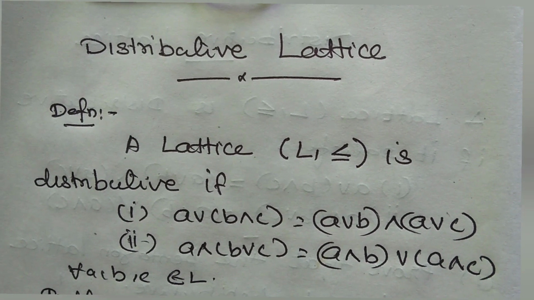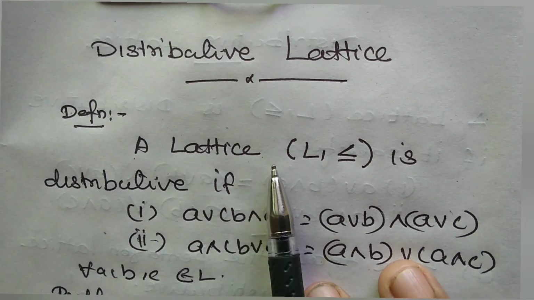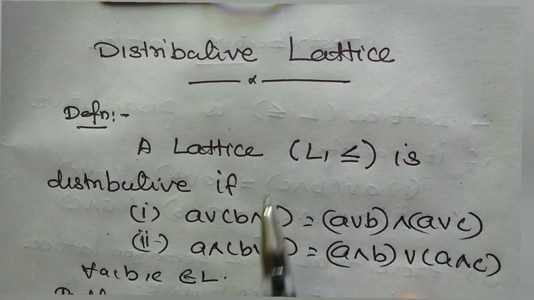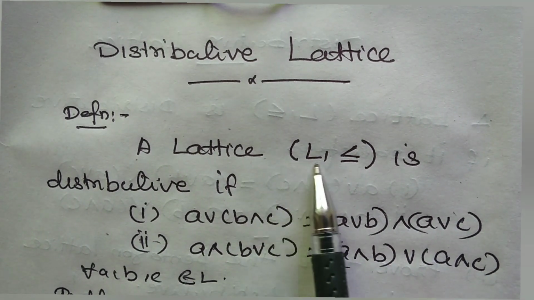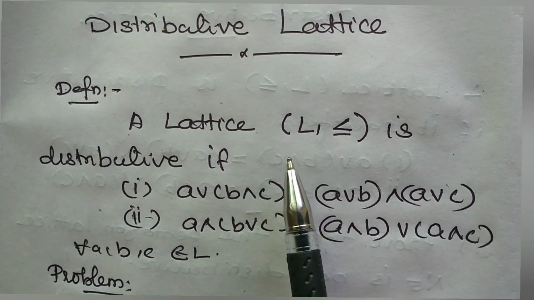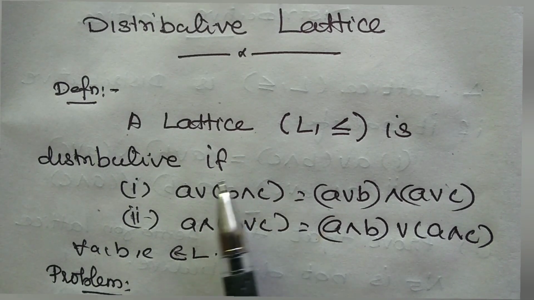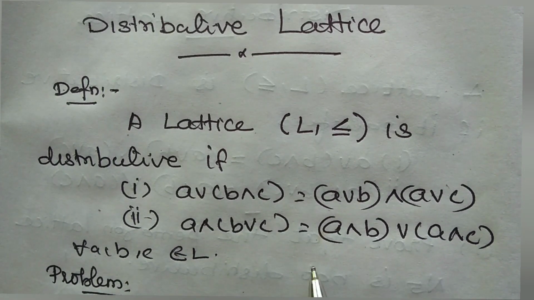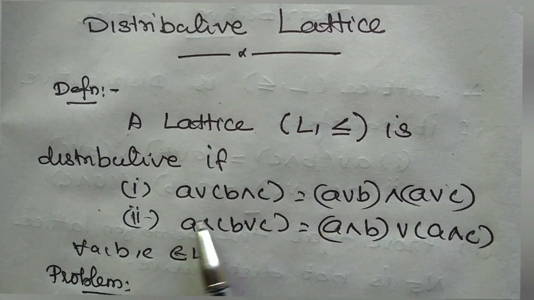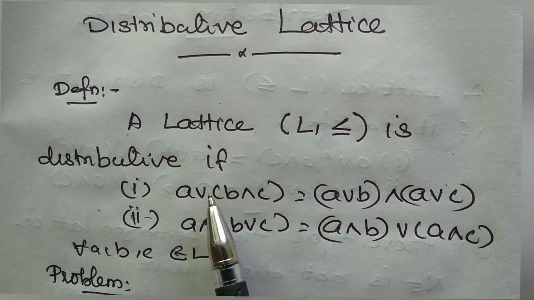Distributive lattice. It is a definition. That means L must be a lattice and L satisfies these two conditions. The second one is the dual of the first one, and the first one is the dual of the second one.